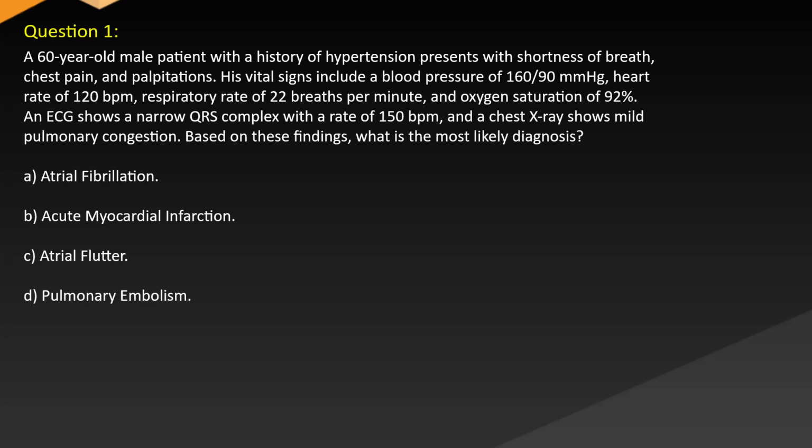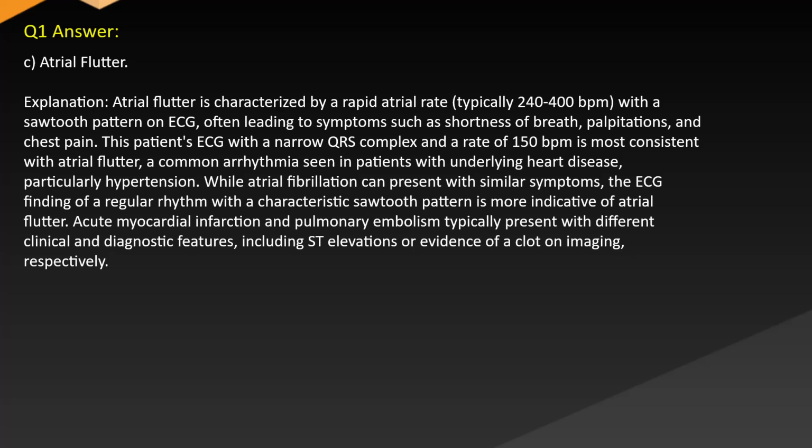A. Atrial fibrillation. B. Acute myocardial infarction. C. Atrial flutter. D. Pulmonary embolism. Answer: C. Atrial flutter. Explanation: atrial flutter is characterized by a rapid atrial rate, typically 240 to 400 bpm, with a sawtooth pattern on ECG, often leading to symptoms such as shortness of breath, palpitations, and chest pain.